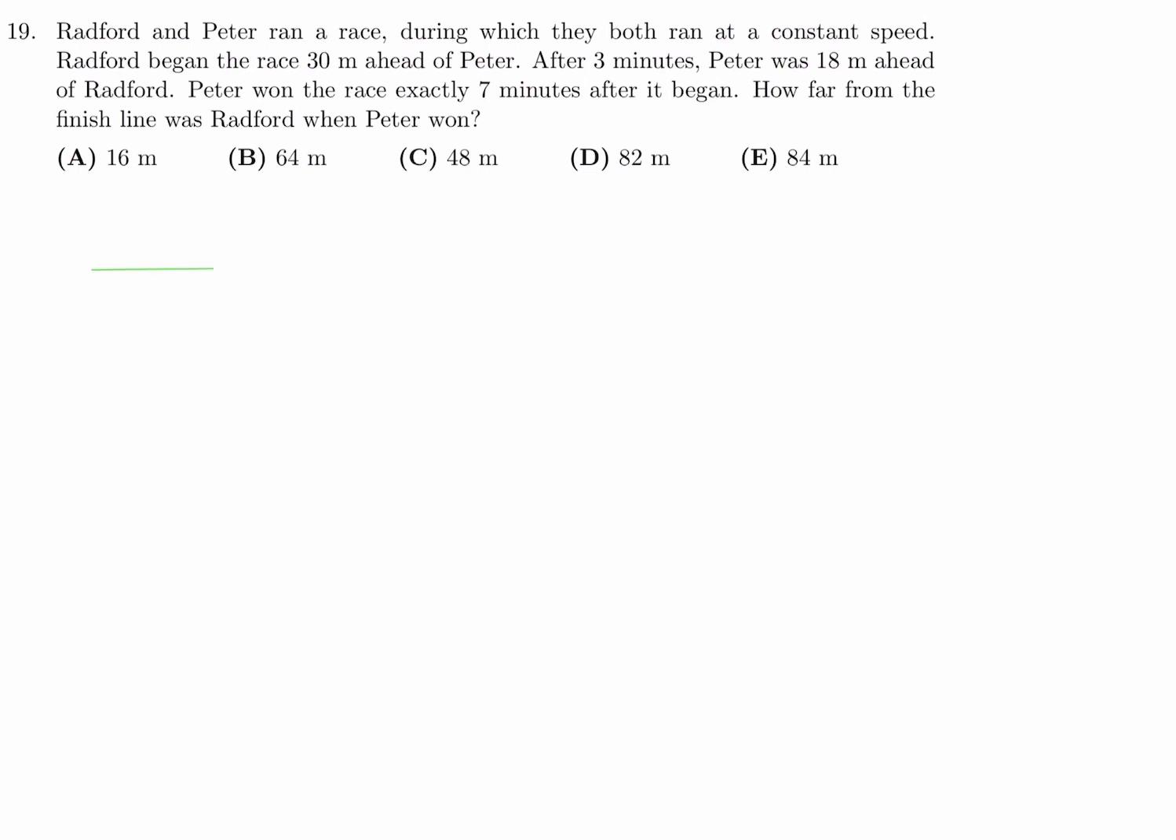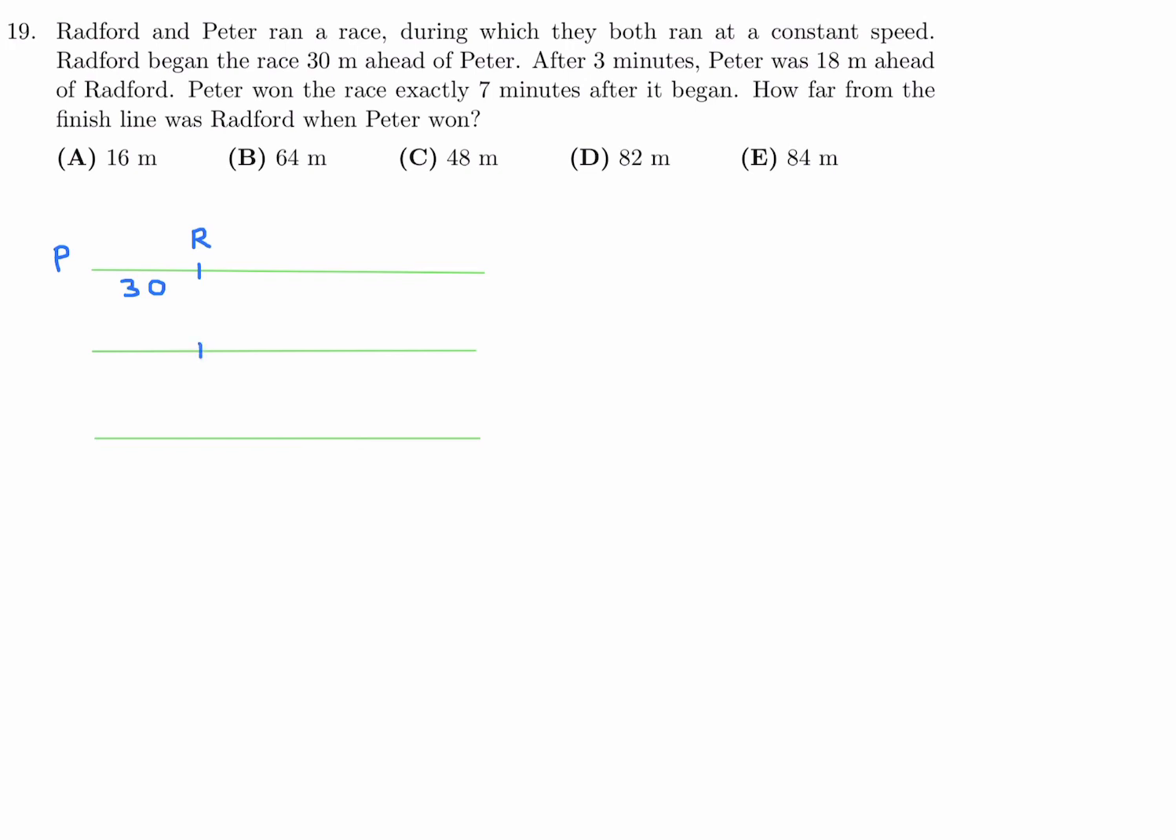Well, let's draw some lines here. I think 3 lines should be sufficient, if you even need 3 lines. Okay, so now let's label this. Peter and Radford, when they first begin, Peter is 30 meters behind, or Radford is 30 meters ahead. So that is the first part.